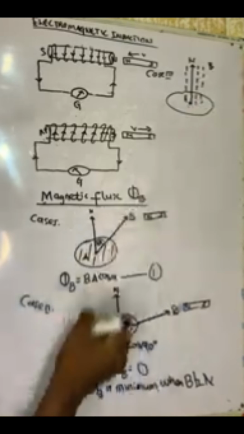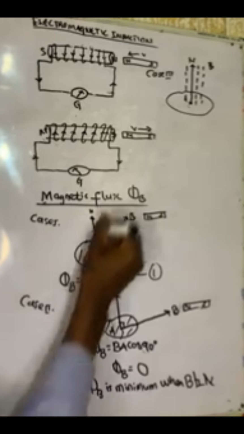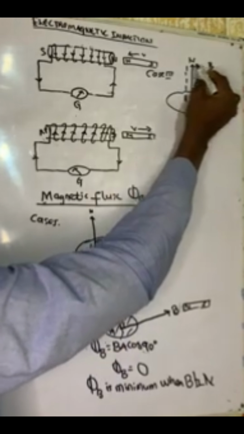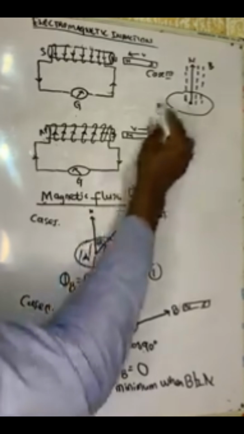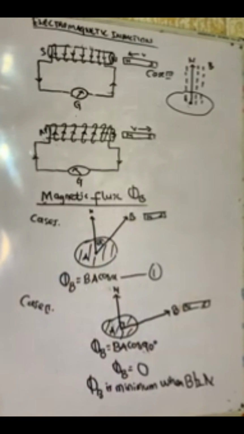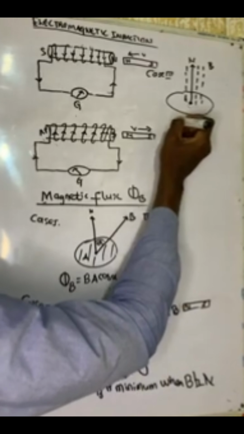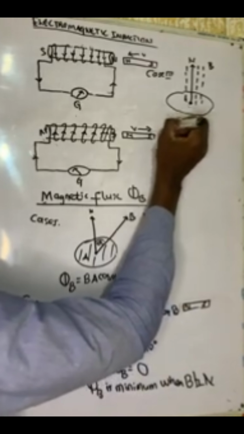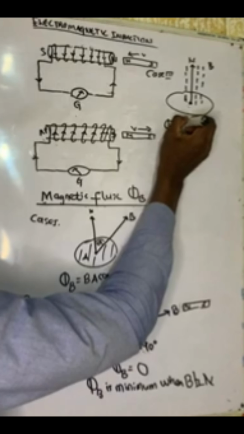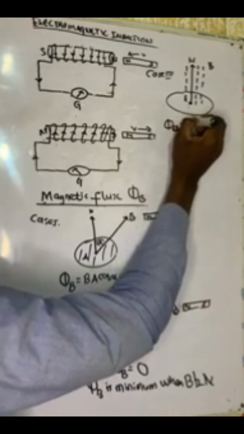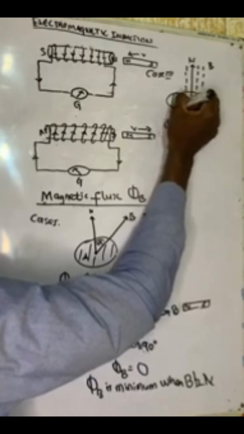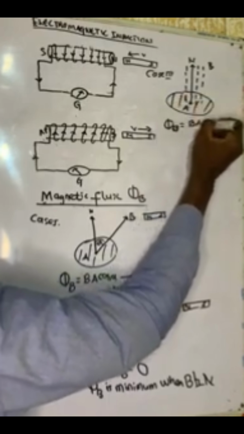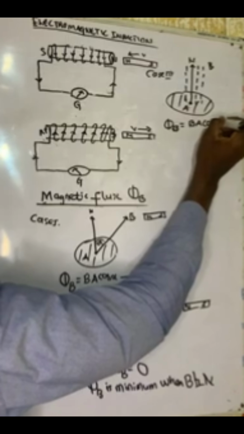It is parallel. So that is the magnetic field. It has been oriented such that the relationship between the normal and the magnetic field has an angle of 0, because if two or more lines are parallel, that means that the angle between them is 0. So we can say the magnetic flux for this particular situation will be equal to the product of the magnetic field, the area of the conductor, and the cosine of the angle between them.